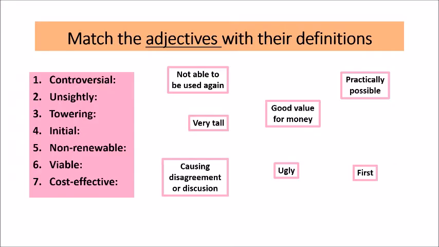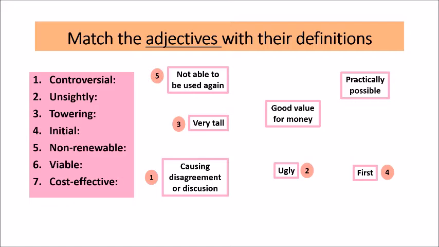Okay, match the adjectives with their definitions. So we have a list of 7 different adjectives that are part of the reading and our definitions. So let's look at number 1. Controversial, we said that it was something that is causing a disagreement or a discussion. Unsightly is something that is ugly or not pleasant to look at. Towering is something that is very tall. Okay? Initial is first.